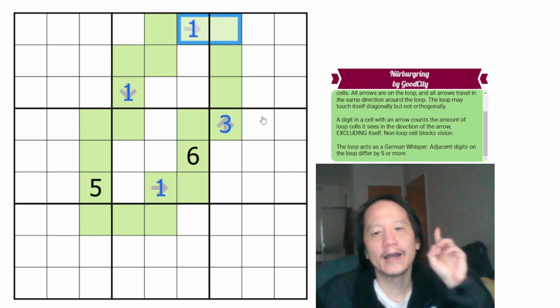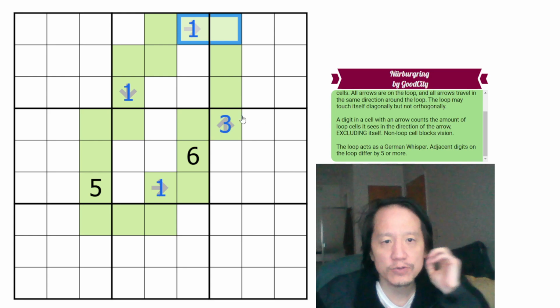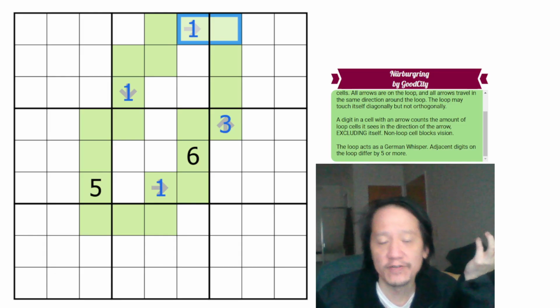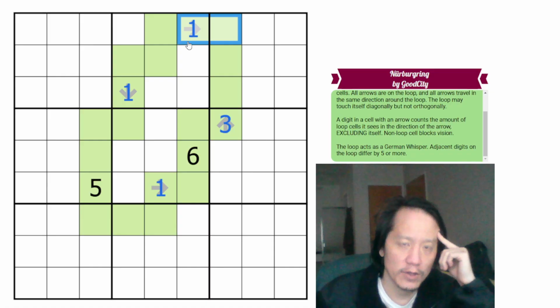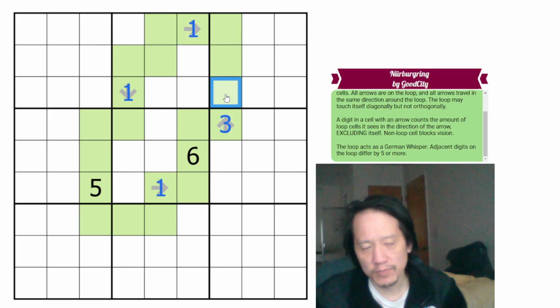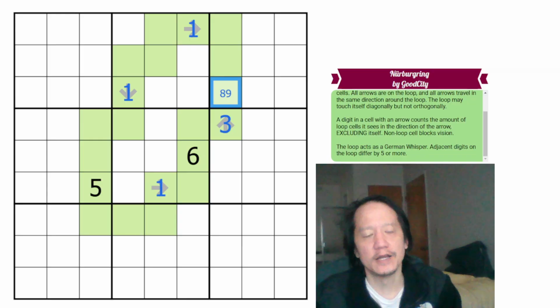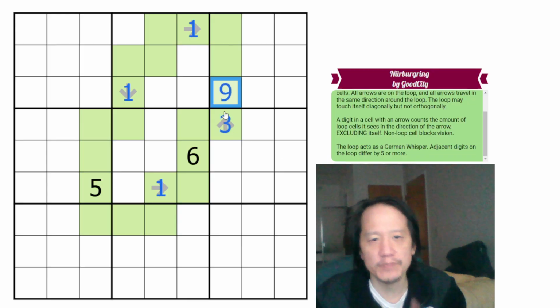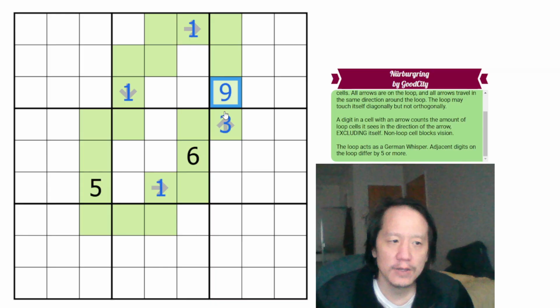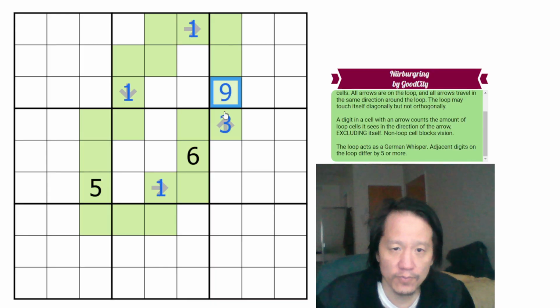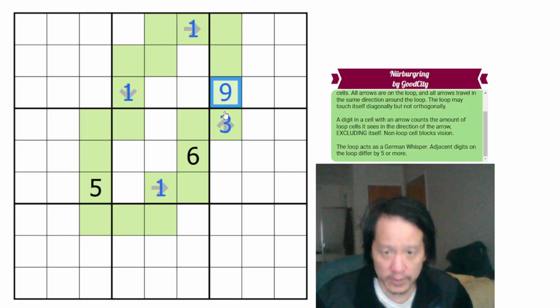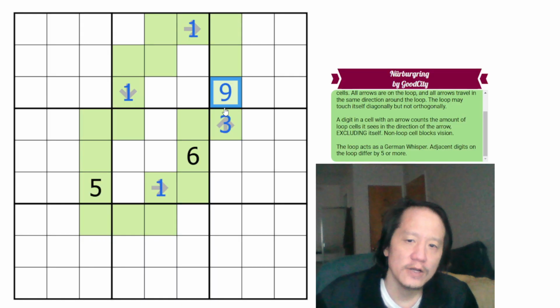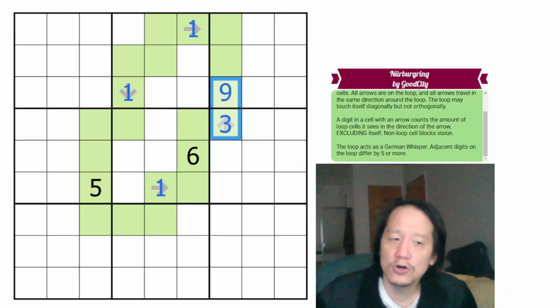The loop acts as a German whisper. A German whisper line means that adjacent digits on the loop differ by 5 or more. So if this was a 3, this would have to be an 8 or a 9 on the loop to maintain the German whisper rule. So those are German whispers, and that's all the rules.